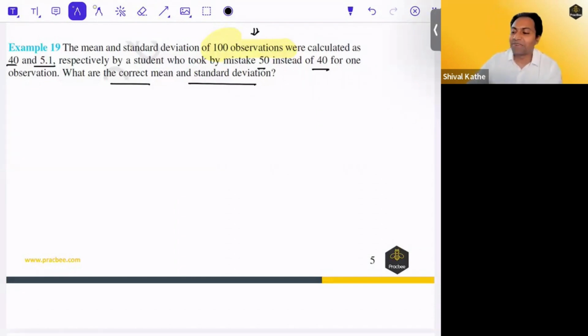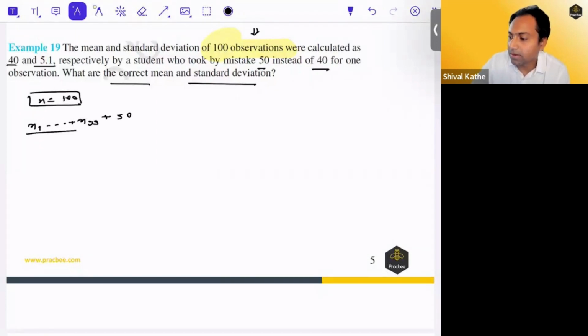Okay. So the value of n is given as 100. This is one thing. Now what is it saying? If there are 100 observations x1 to x99 and if I take 50 here and divide by 100, the value that I am getting from this calculation is 40. So this is the first equation.